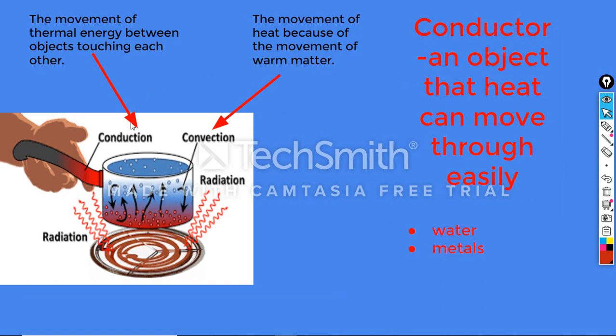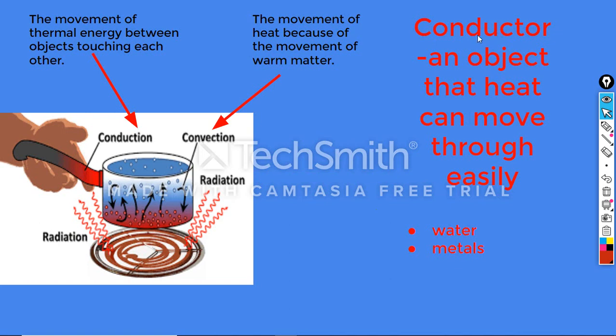So to review, conduction is the movement of thermal energy between objects, like so. Objects that are touching each other or close to each other. They don't necessarily have to touch. It could be close to one. And convection is the movement of heat because of the movement of warm matter. This is an example here.